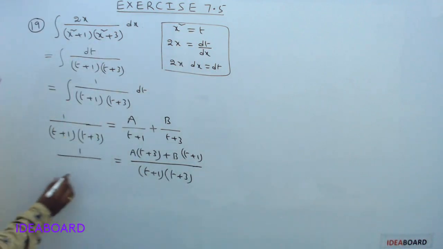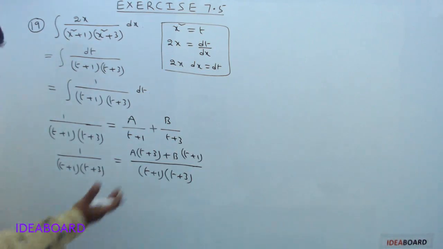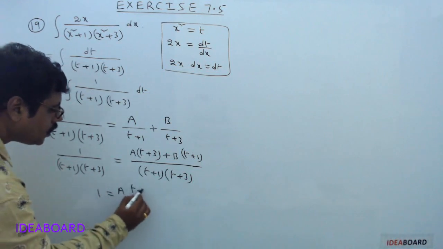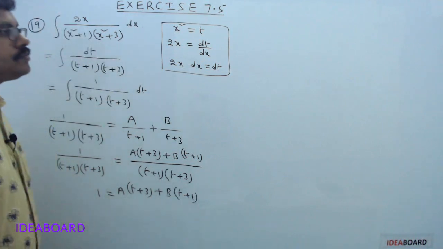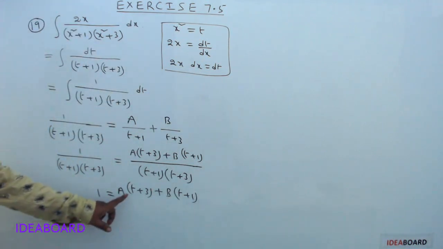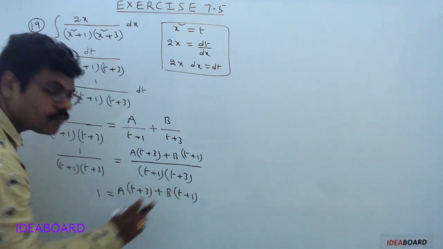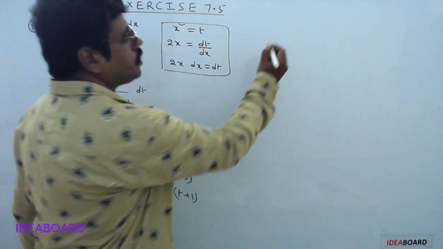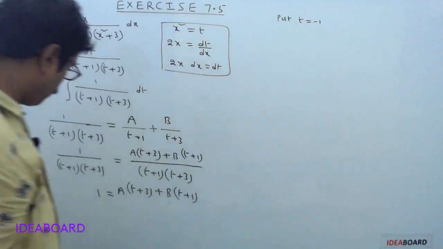Carry this LHS part as it is: 1 divided by (t plus 1) into (t plus 3). Now on both sides, the denominator part will be cancelled. Write down the remaining expression: 1 equals a into (t plus 3) plus b into (t plus 1). Here, to find the value of a, make the second term 0. By substituting t equal to minus 1, it will be 0. So put t equals minus 1.